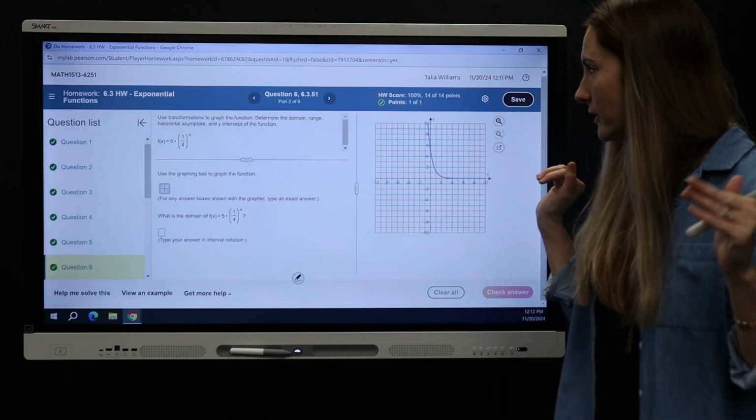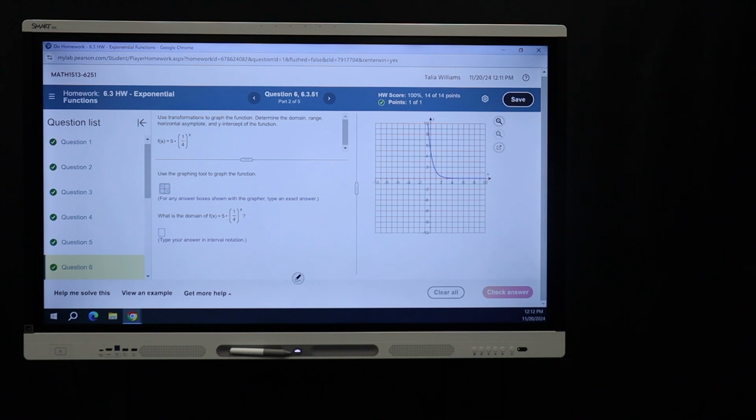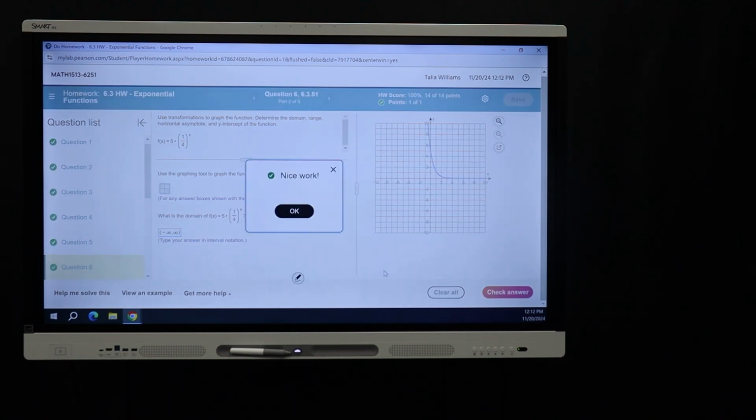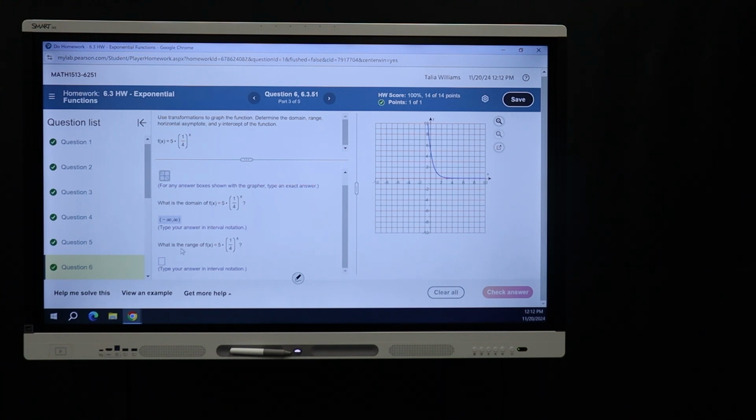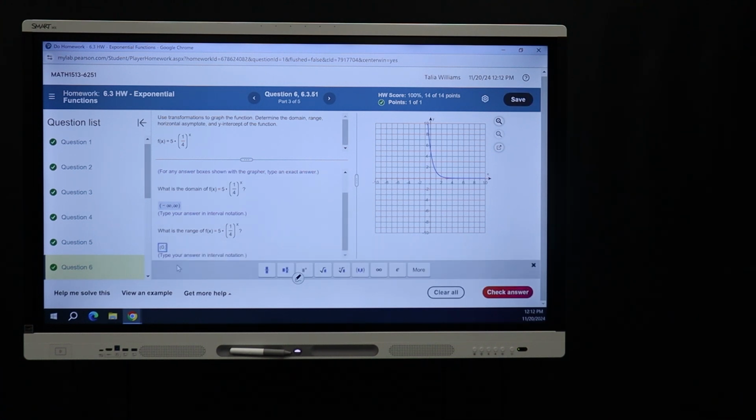Okay, domain negative infinity to infinity, because there's nothing that's restricting it. Just remember that this is going to change. Well, it's not going to change on our exponential graphs, but our logarithm graphs are opposites. So the range will be negative infinity to infinity. What is the range of this? It's going to go from 0 to infinity. Even though the graph is backwards, that does not change our range. It starts at 0 and goes to positive infinity.